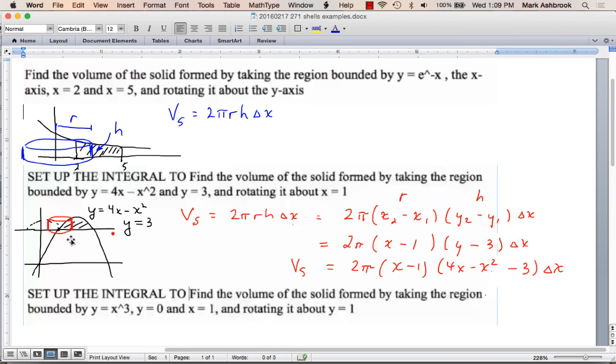We're going to add all those up from the first little shell, which will be here at x equals 1, and the last shell will be for this strip out here, x equals 3. So you're going to integrate from 1 to 3 of your typical shell volume. Questions on the second one? Okay, how about the first one?